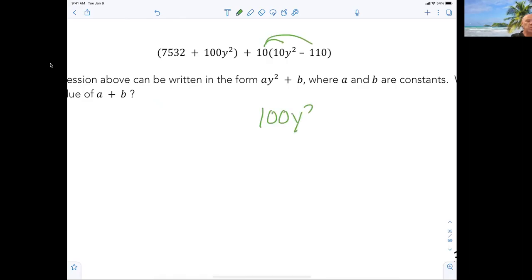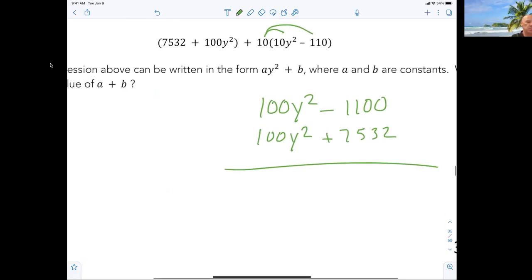100 y squared minus 1,100. You're just adding a zero. Then this was 100 y squared and a positive 7,532. Now we're combining terms. 200 y squared, then I'm subtracting 1,100. So that became plus 6,432. Everybody agree with that?